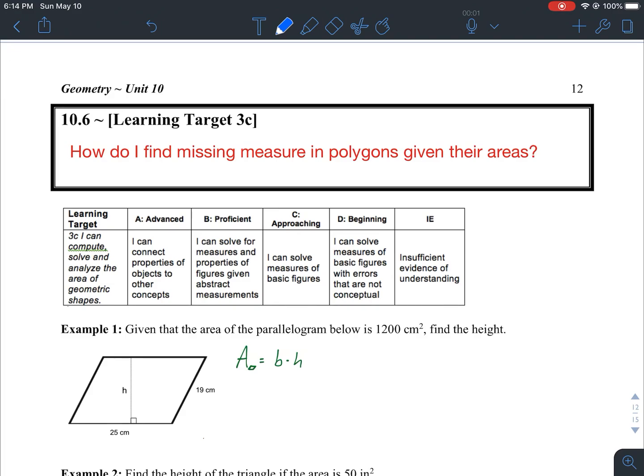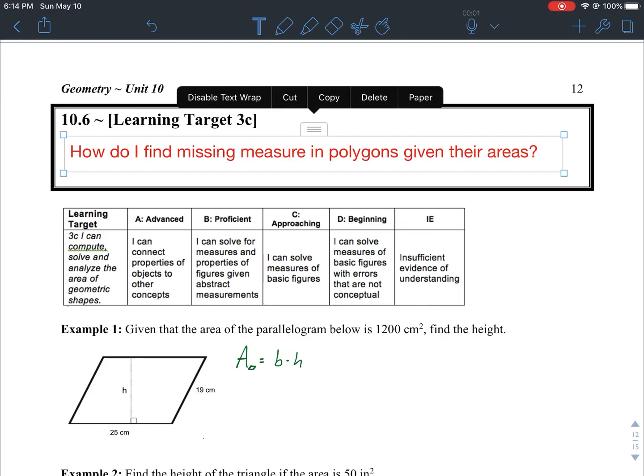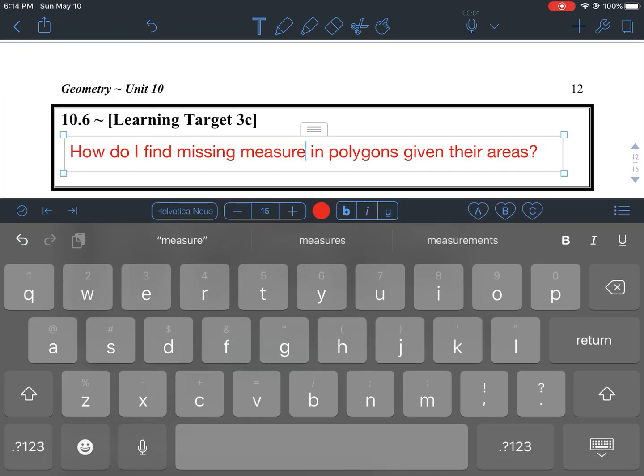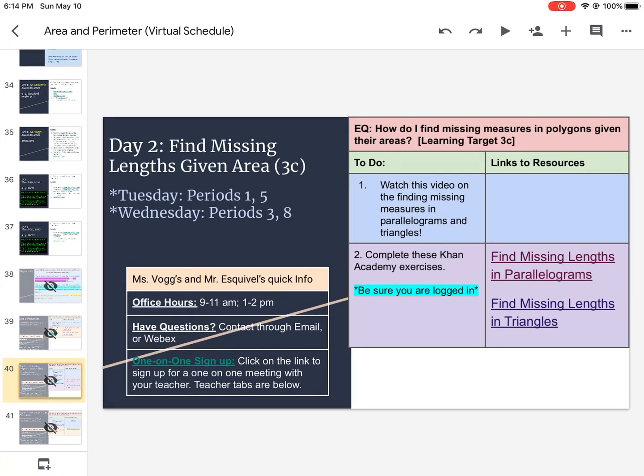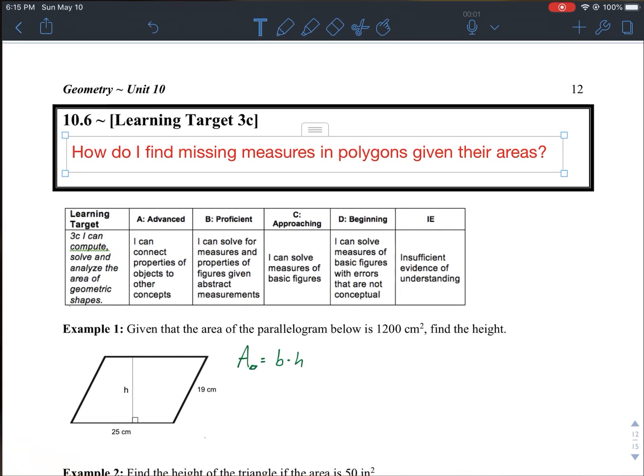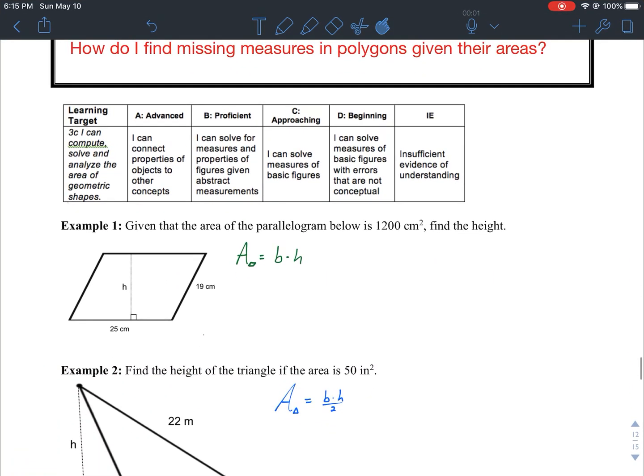Notes for 10.6, which is how do I find missing measures in polygons given their areas. This is going to be day 2 of this week's agenda. So just get started right away.